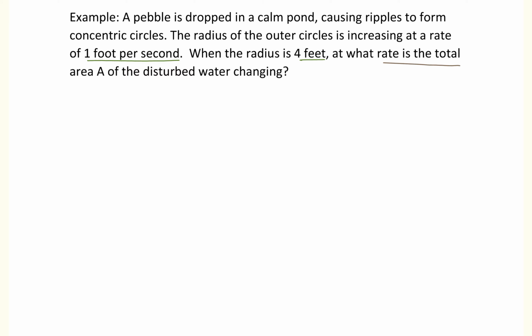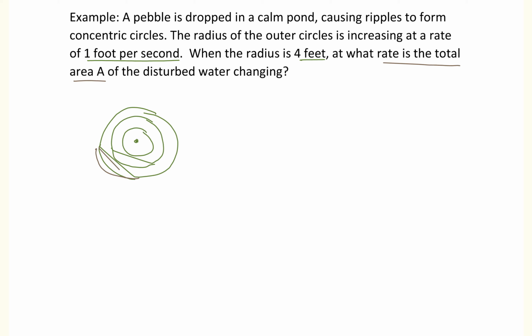So just to draw a diagram, basically I drop this pebble in the pond and we get circles. You drop a pebble in the pond and we get a circle, and then it spreads and you get another circle, and it spreads and you get another circle. But basically we're going to be trying to find how fast the area of these circles is changing.